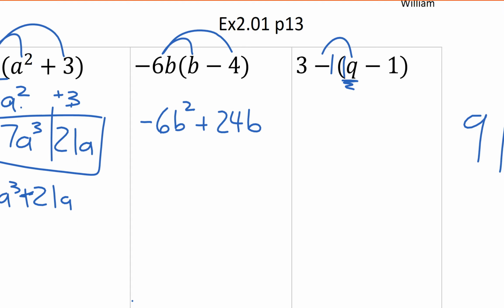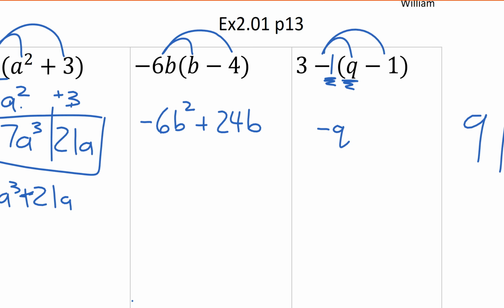Because if it was anything besides 1, what would we write? 2 or whatever it was. So there's a 1 there. So there's a negative 1 that's implied by the front of that bracket. Okay? Everyone happy with that? So negative 1 times q is minus q.